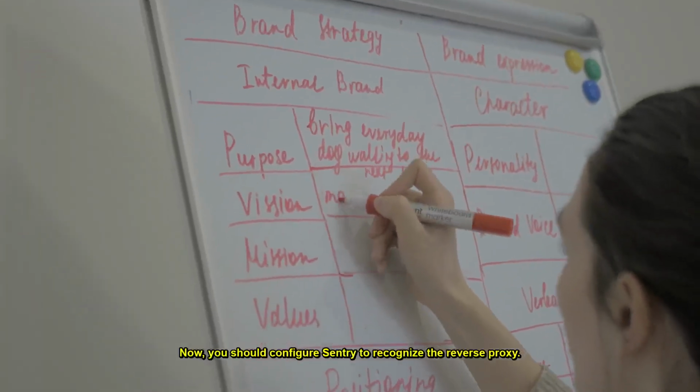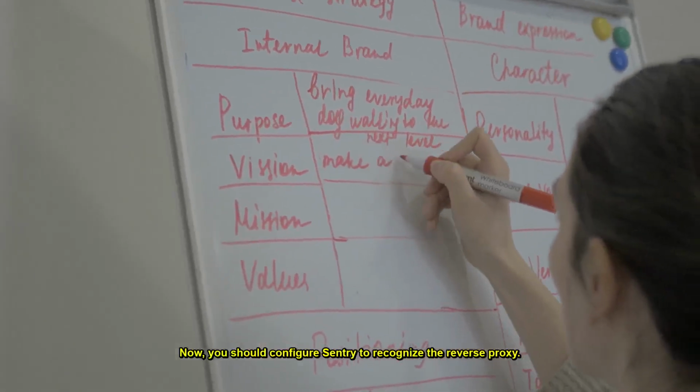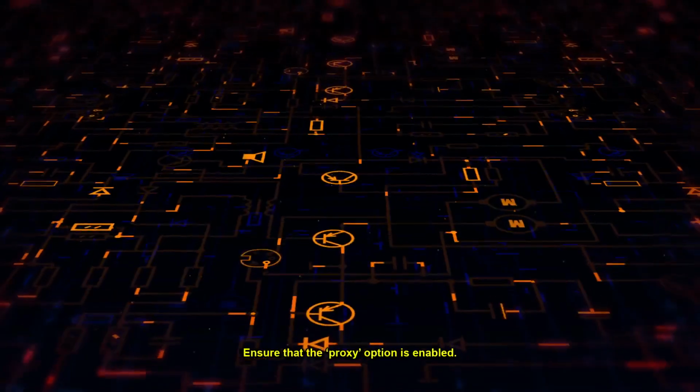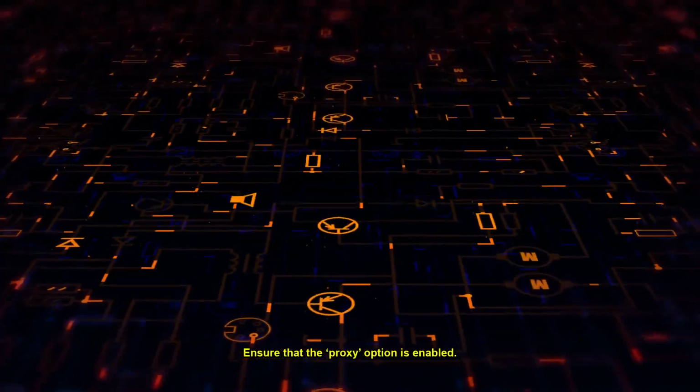Now, you should configure Sentry to recognize the reverse proxy. Access your Sentry settings and locate the System Events section. Ensure that the proxy option is enabled.